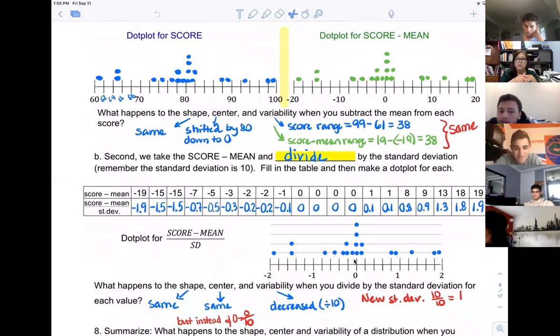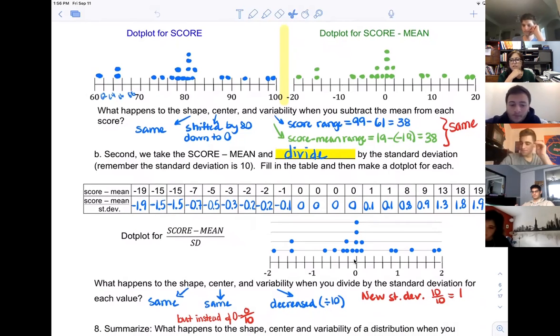And how much did it compress, you might ask? And the answer, of course, is in the number that we divided by, that standard deviation. So it was a divided by 10 kind of relationship. So what did the center end up being? The center ended up being 0, and the new standard deviation ended up being 1. Is this clear so far?